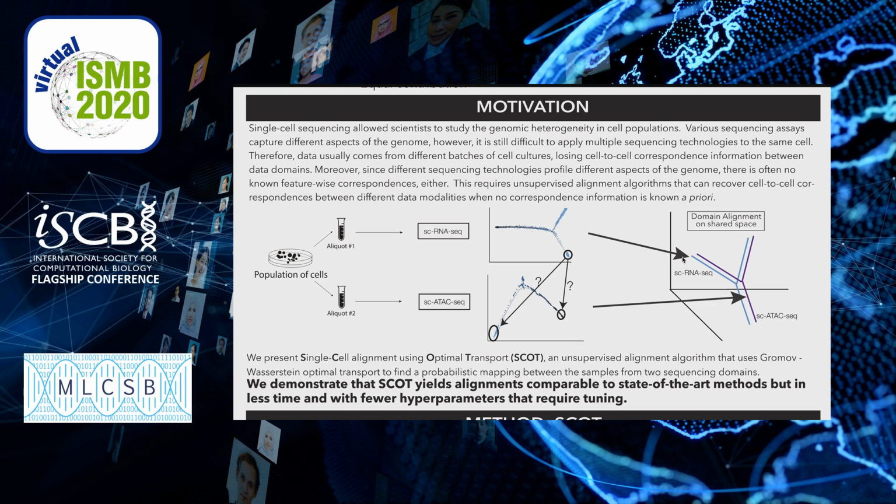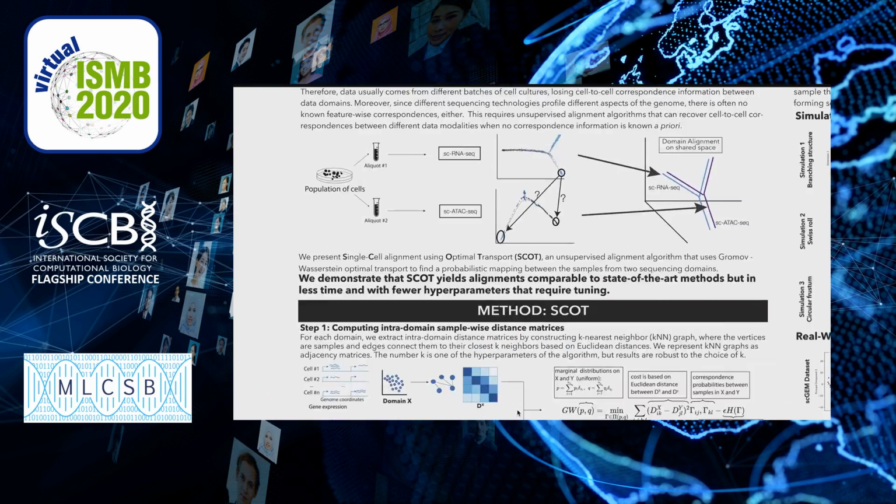As a result, in order to get a unified view of the genome, we need unsupervised algorithms that align these data in some shared space without requiring any correspondence information. Here, we present a new algorithm called SCOT, which stands for Single Cell Alignment Using Optimal Transport. Through benchmarking experiments on simulated and real-world datasets, we show that SCOT successfully aligns different sequencing data in a computationally efficient way and reduces the hyperparameter search space in comparison to the previous unsupervised methods.